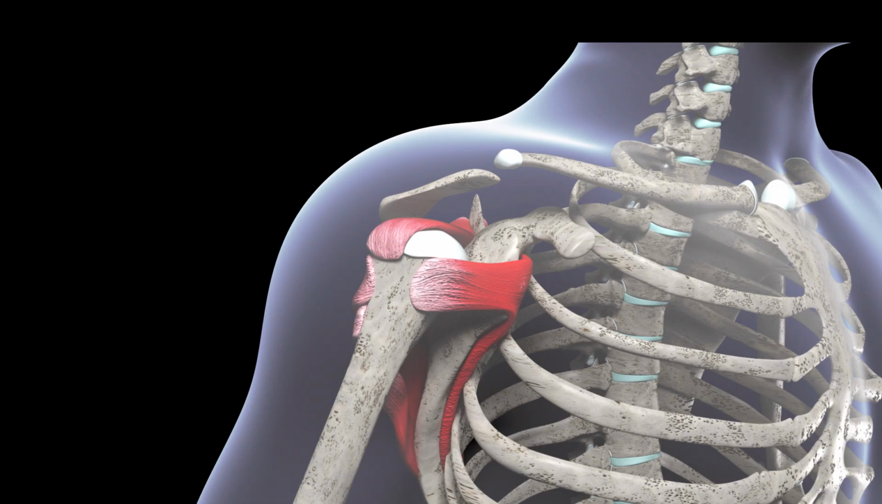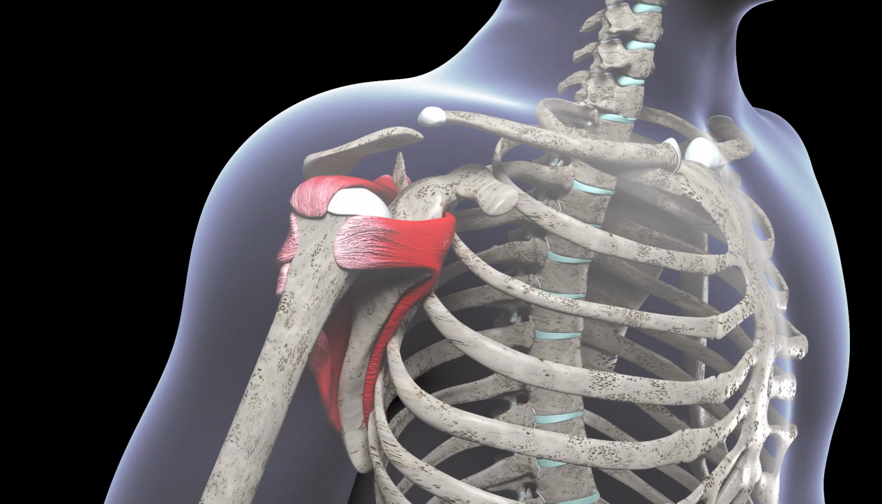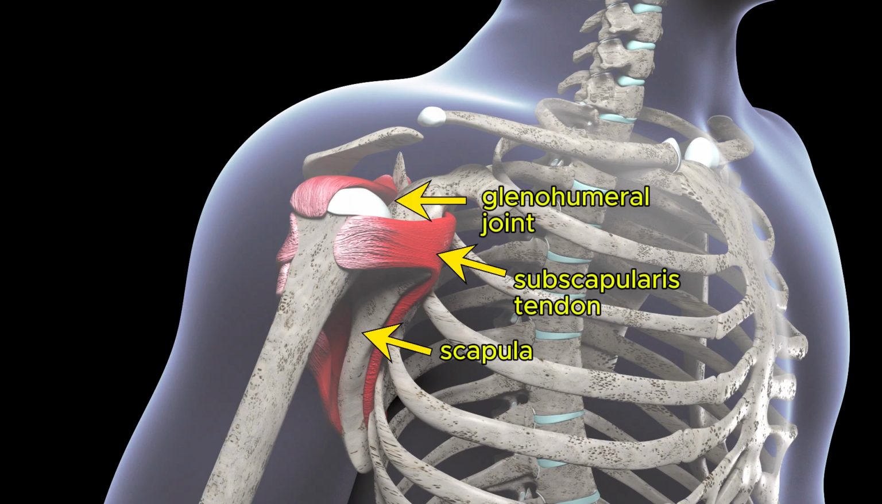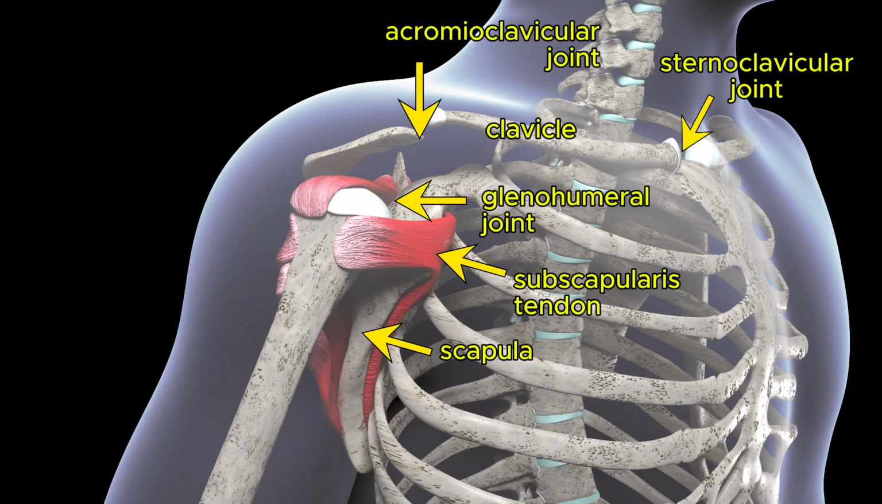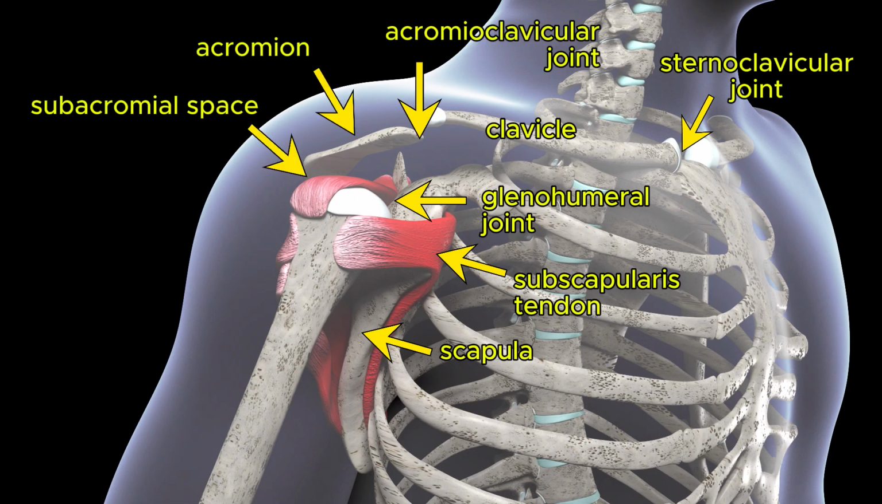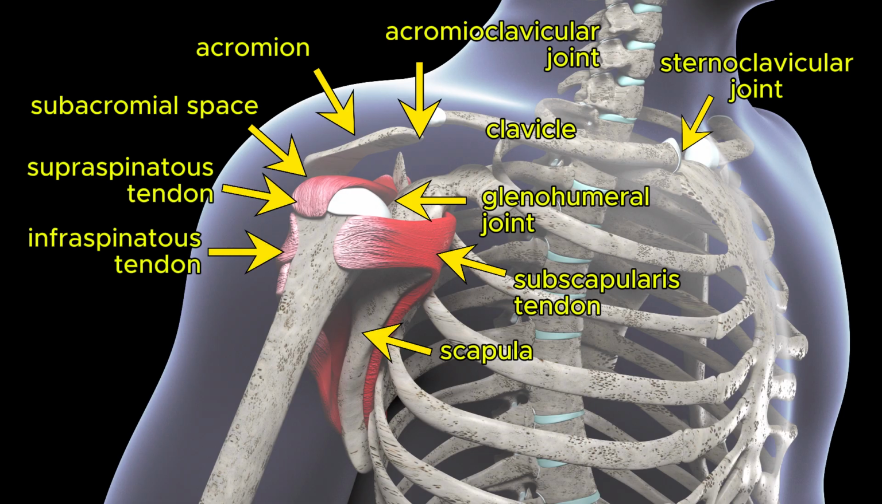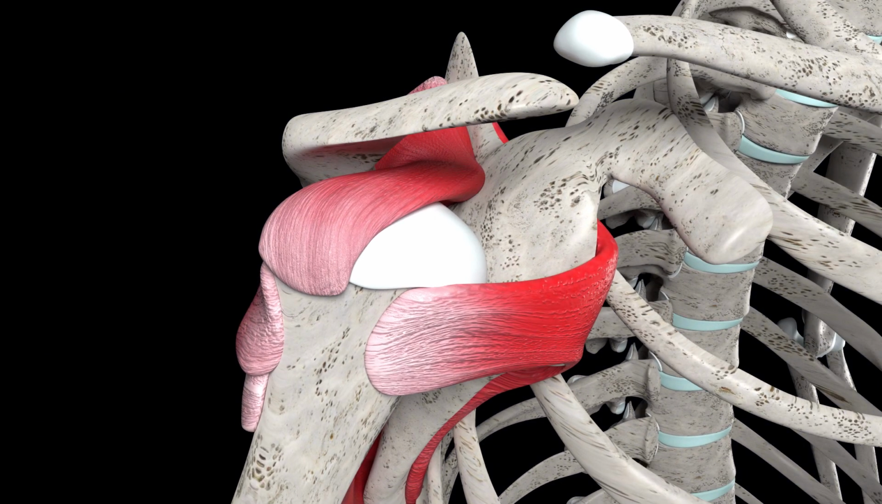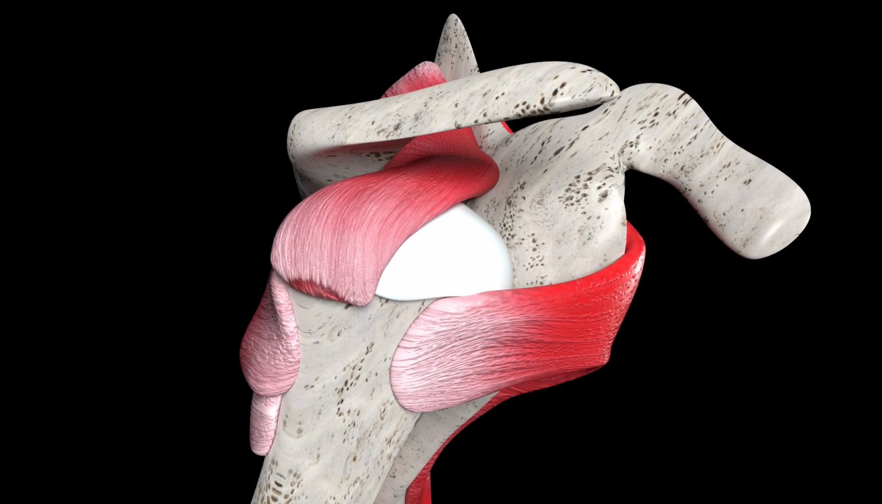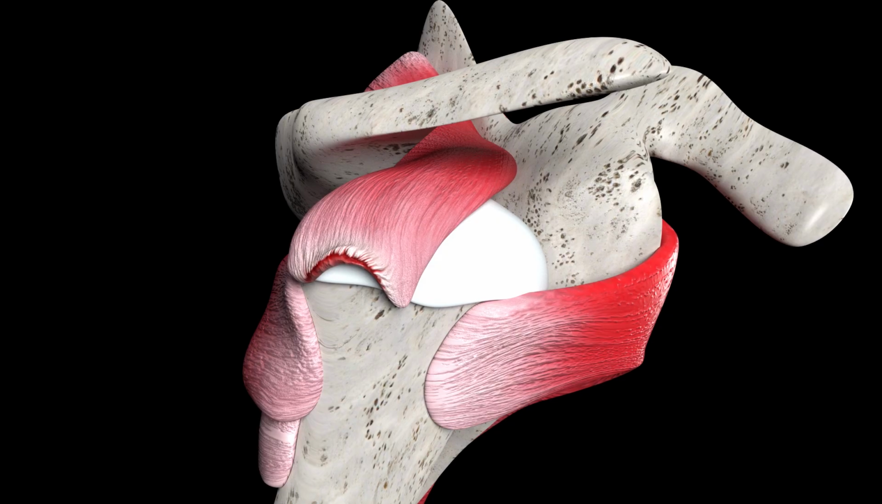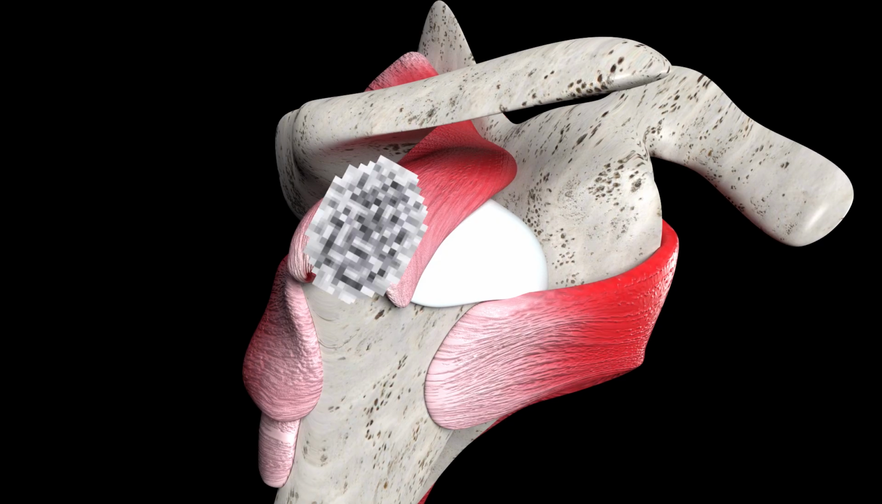Let's take a look at the key parts of the shoulder. Scapula, subscapularis tendon, glenohumeral joint, clavicle or collarbone, sternoclavicular joint, acromioclavicular joint, acromion, subacromial space, a source of impingement of the supraspinatus tendon, and finally, infraspinatus tendon. Injuries to shoulder tendons often result in scar tissue, which can interfere with proper movement.